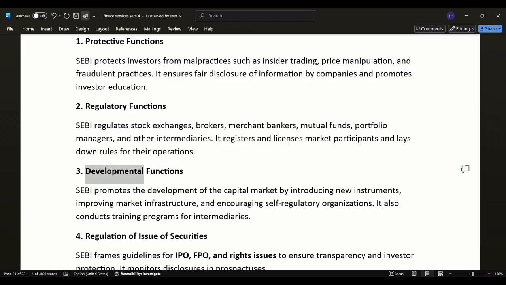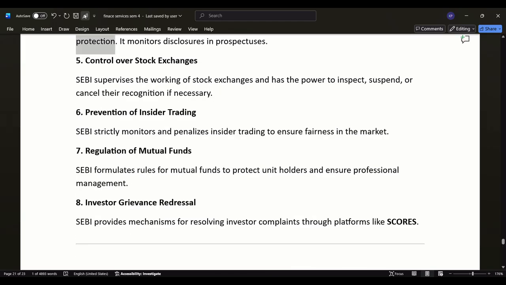3. Developmental functions. SEBI promotes the development of the capital market by introducing new instruments, improving market infrastructure, and encouraging self-regulatory organizations. It also conducts training programs for intermediaries. 4. Regulation of issue of securities. SEBI frames guidelines for IPO, FPO, and rights issues to ensure transparency and investor protection. It monitors disclosures in prospectuses.